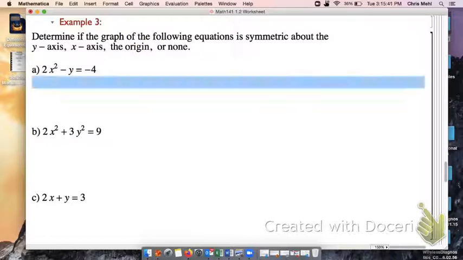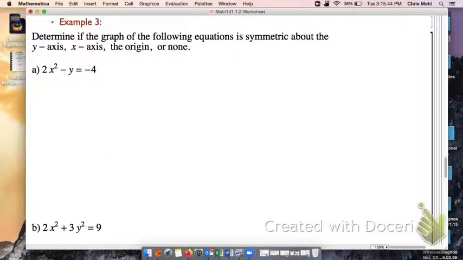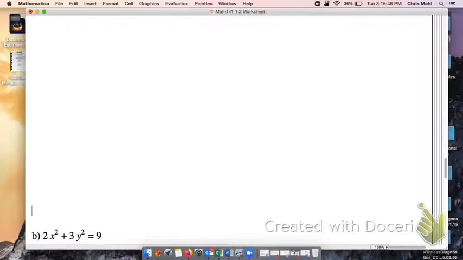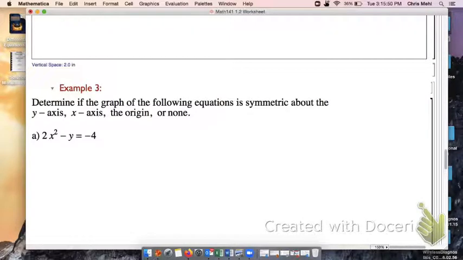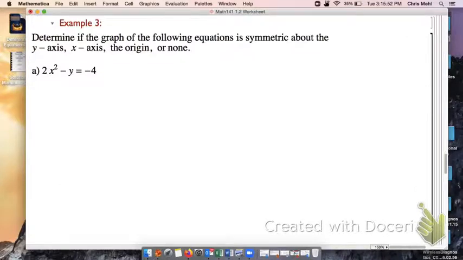Okay, so first one, some of these graphs might look pretty familiar once I actually graph them. Again, we're going to talk about that later. Some of these might also be equations that do give functions and others might not be. Okay, so 2x squared minus y equals negative 4.